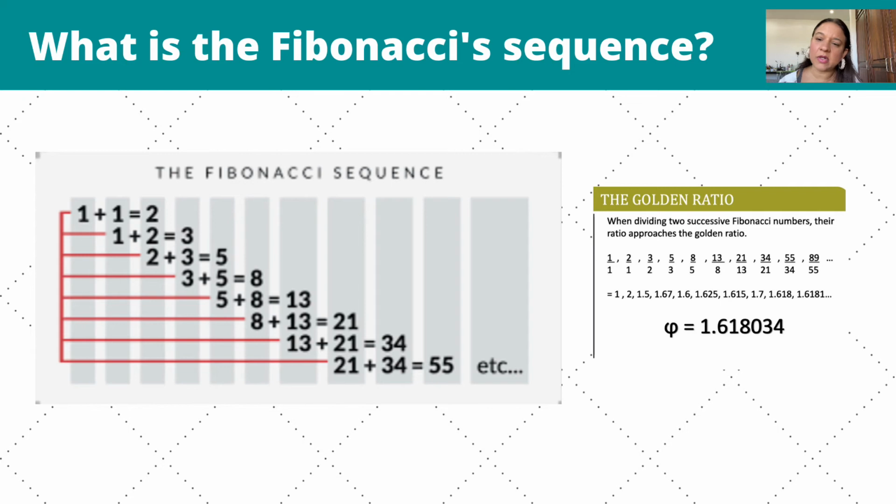He found this sequence, but then he also found out that when dividing two successive Fibonacci numbers, like for example 1 divided by 1, 2 divided by 1, 3 divided by 2, 5 divided by 3, and so on, he got very close to phi, the golden ratio. So this is pretty interesting, the way he found this out by observation.